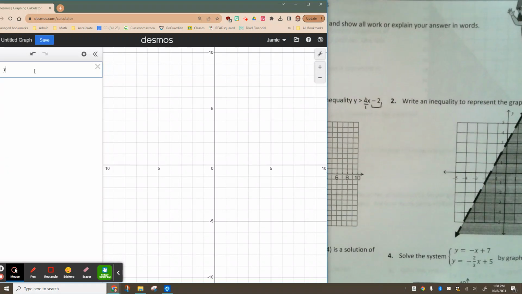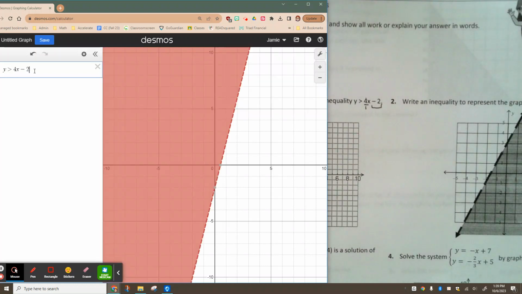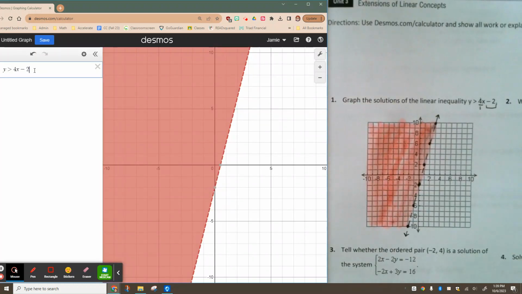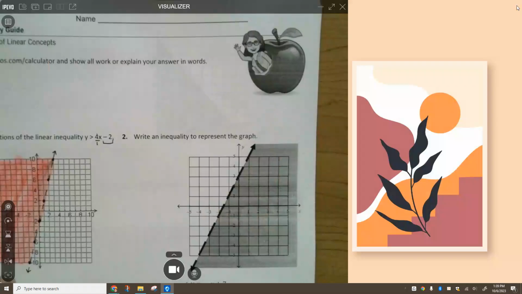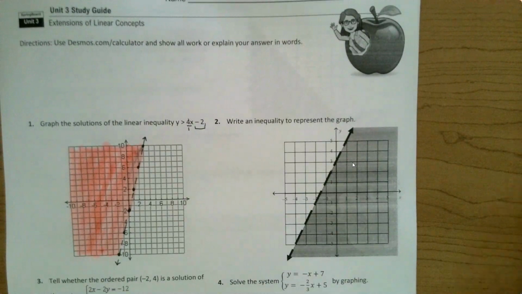So that was y is greater than 4x minus 2. And if we look, this over here matches this over here. We started at -2, and then we increased going up 4 units, right 1. So 1, 2, 3, 4, and over 1. And we shaded, it's a dashed line or an open line, and we shaded above that line. So there you go. Always, always, always use Desmos to double check your work.